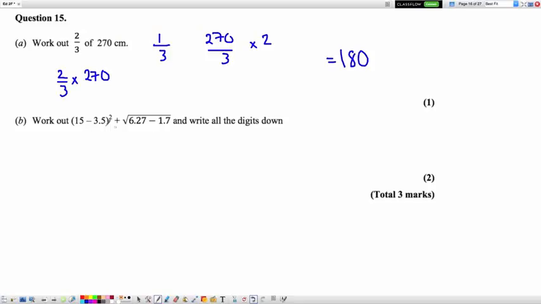We then need to work out this sum here by putting all of these digits into our calculator in the correct order with the brackets, the power and the root sign. Doing that and writing down all the digits, you should get 134.38775558.